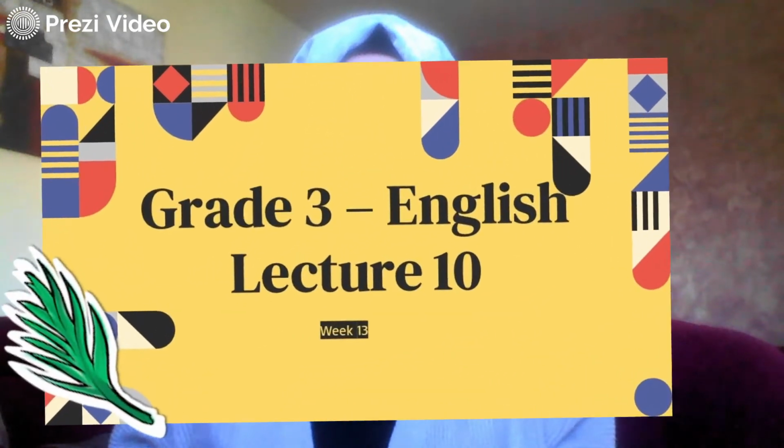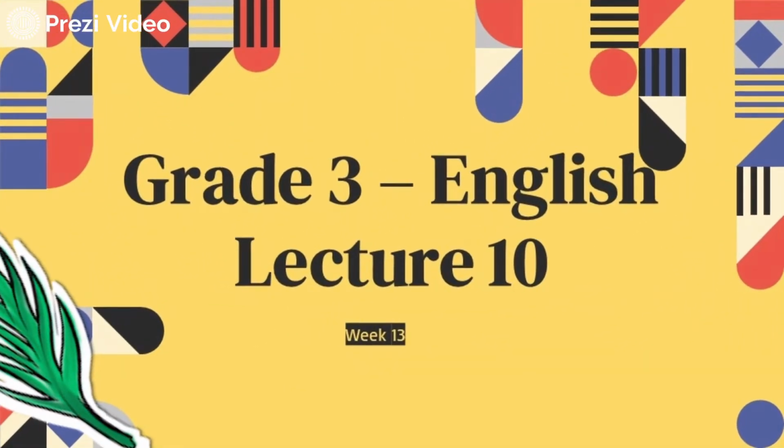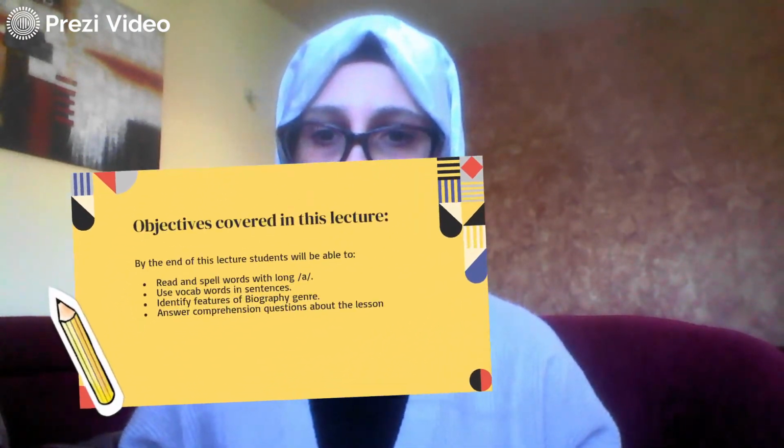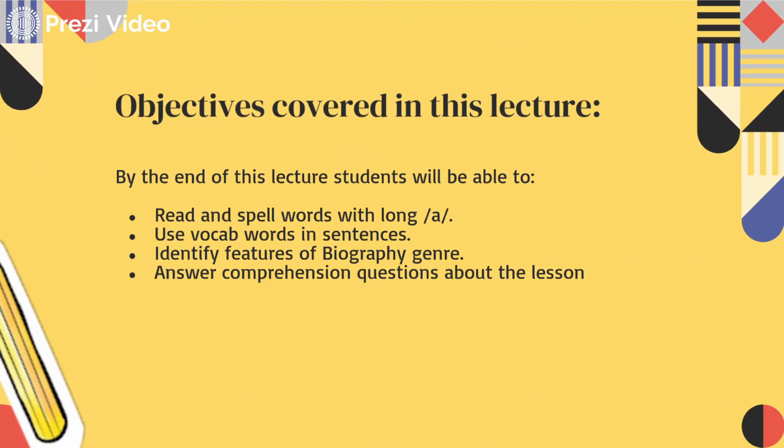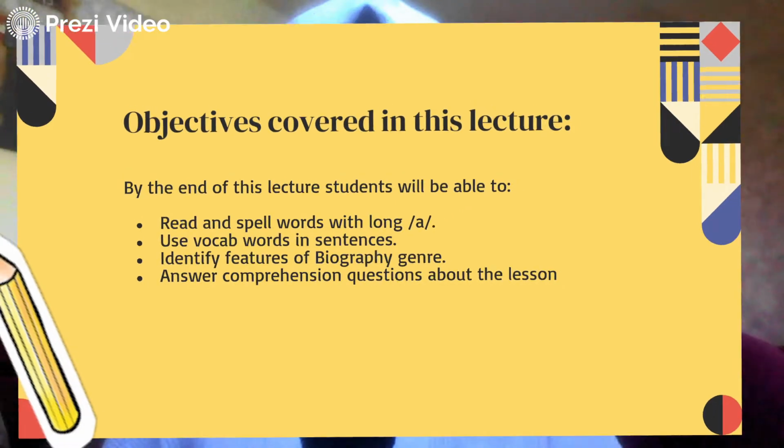This is our English lecture number 10, week 13. So what do we have in this lecture? The objectives that are going to be covered in this lecture are as follows. By the end of this lecture, students will be able to read and spell words with long A, use vocab words in sentences, identify features of biography genre, answer comprehension questions about the lesson. So these are the objectives that are going to be covered.